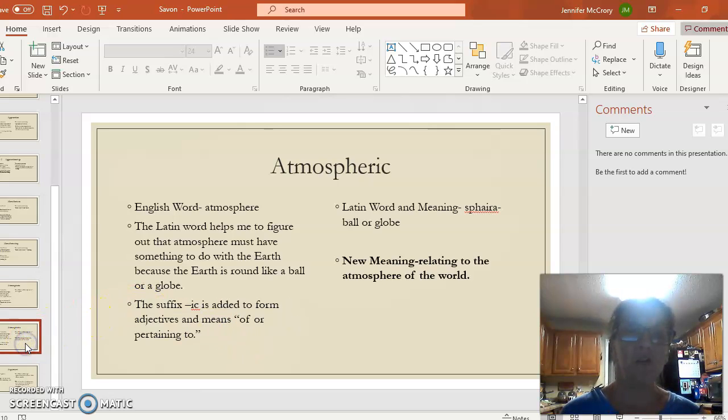Now, we are going to wrap up here looking at the word atmospheric. And I want you to think about what you notice about the way this word looks differently. And if you can figure out what the suffix is that is added to this word. And if you think you know what it is, type it in the comment box. And then I will meet you back here for day 4 to wrap up our words.